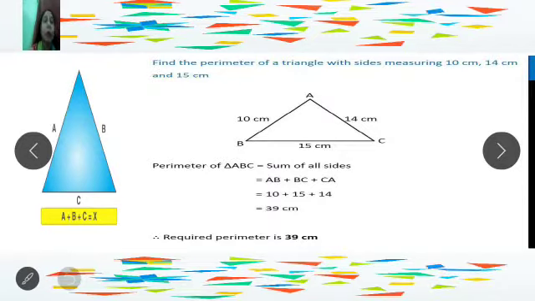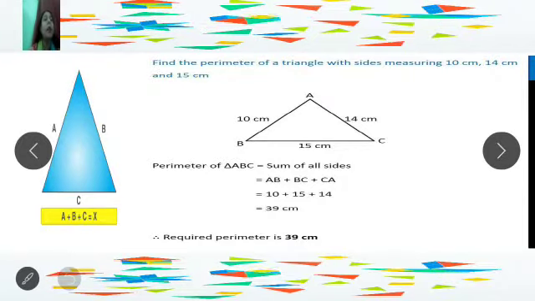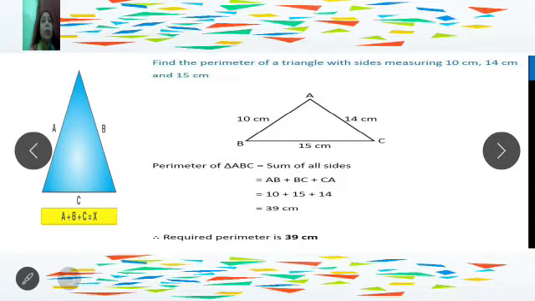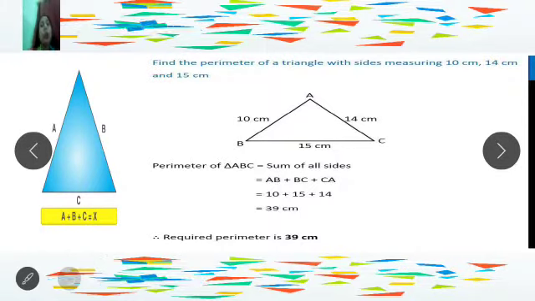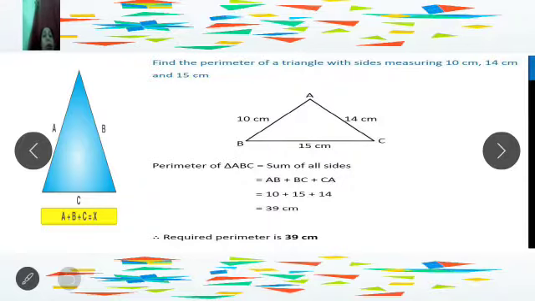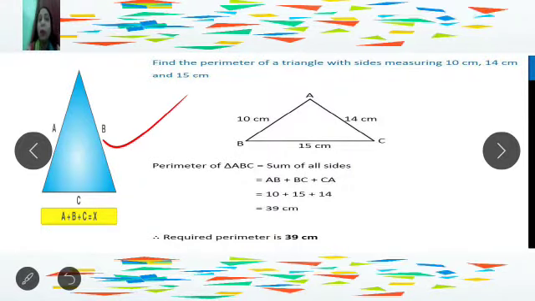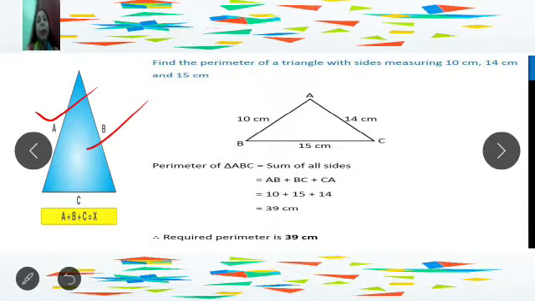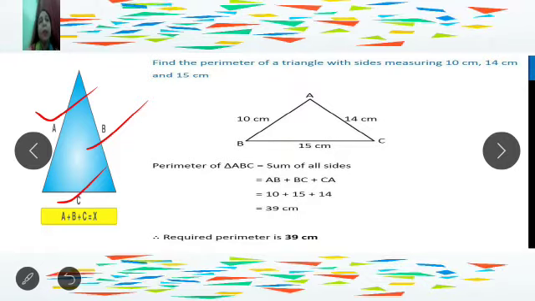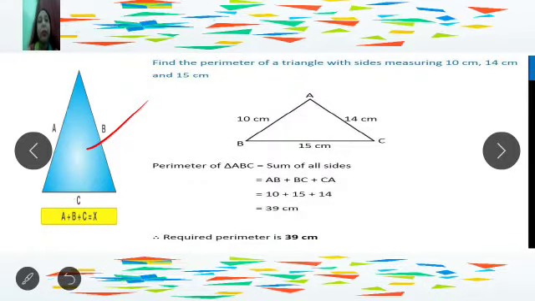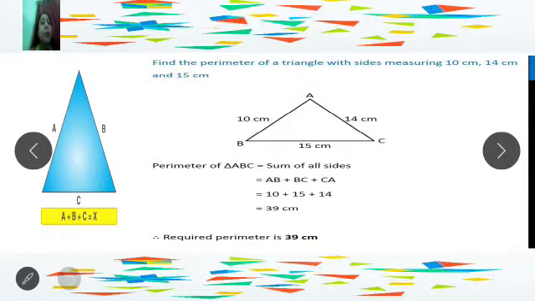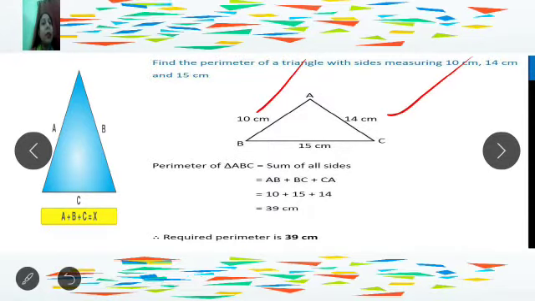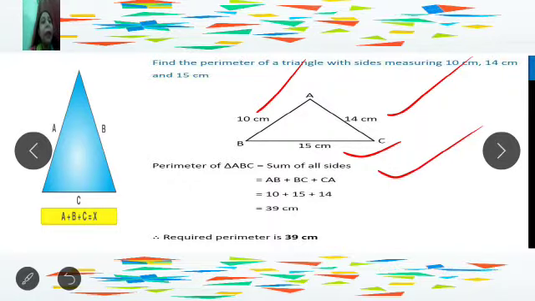Find the perimeter of a triangle with sides measuring 10 cm, 14 cm and 15 cm. So how do we calculate this one? This is a triangle, and we have to calculate its perimeter. Very simple. We just add all the sides, A plus B plus C. This is the formula for the perimeter of a triangle. You just see over here, this is 10 cm, this is 14 cm, this is 15 cm. Sum of all the sides.